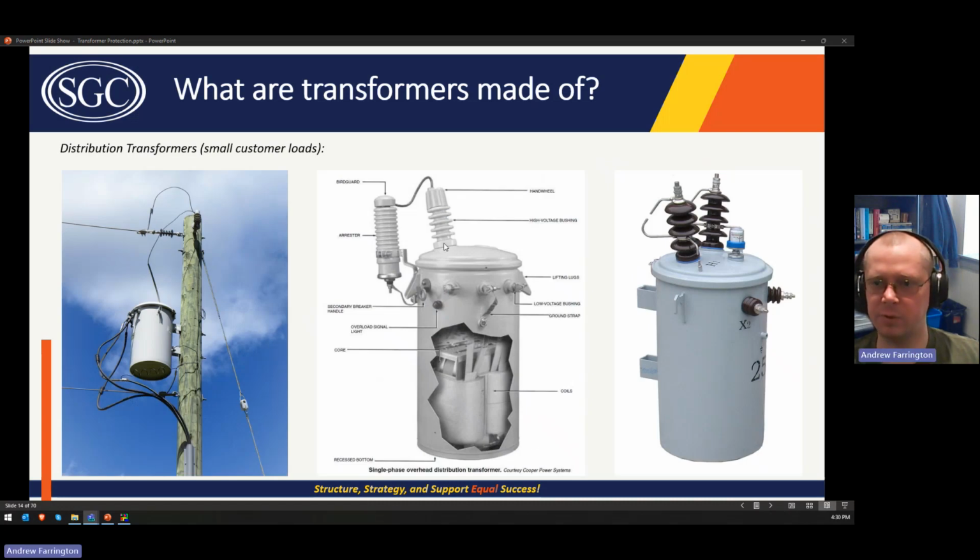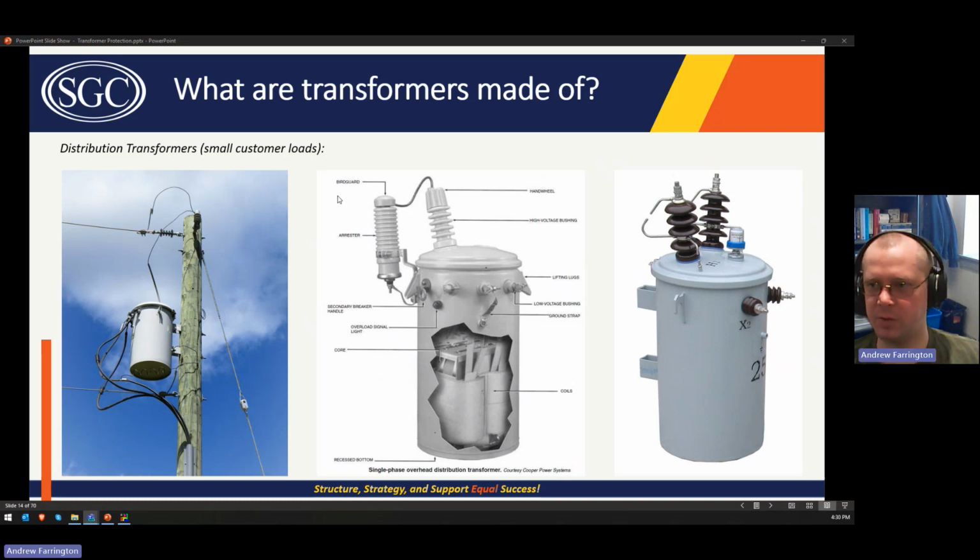And then at an even smaller scale, you've got distribution transformers, which serve small customer loads. This is what you'll see on the pole outside of your house that's feeding your house or your parents' house or whatever.